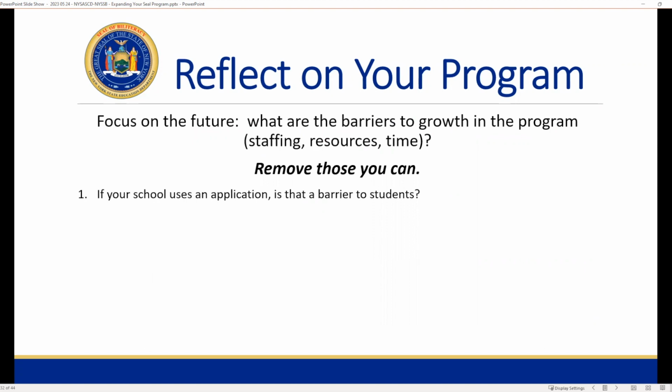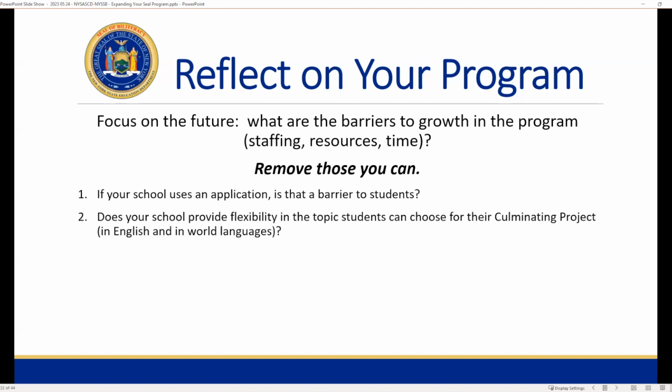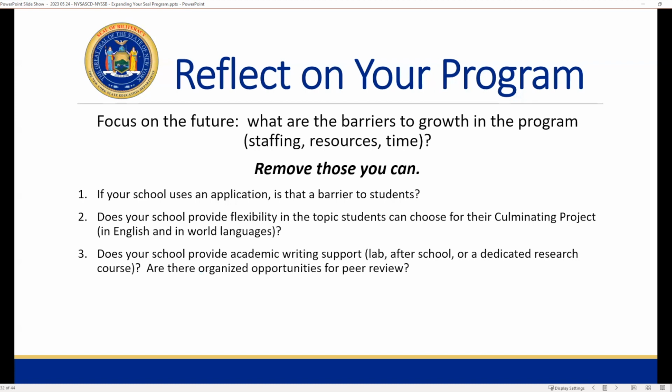If your school uses an application for the SEAL, which is a perfectly acceptable practice, is that a barrier to students? Perhaps students who don't speak a language other than English, or don't speak English extremely well, and that may be a barrier for their parents. Does your school provide flexibility in the topic that they can choose for their culminating project, knowing that students are going to be more motivated to research something of interest to them? Does your school provide academic writing support? Is there a writing lab, after school help, or a dedicated research course that helps students with academic writing? Are there organized opportunities for peer review of their culminating projects?